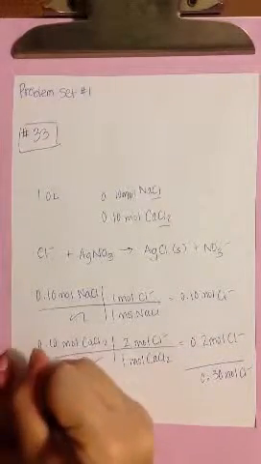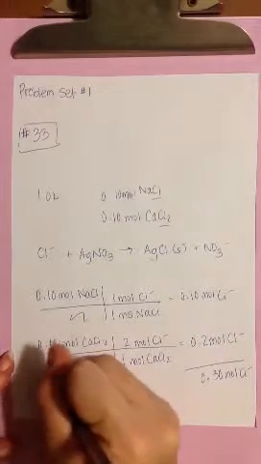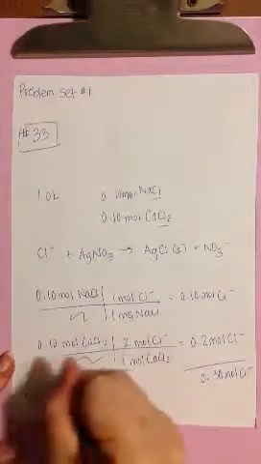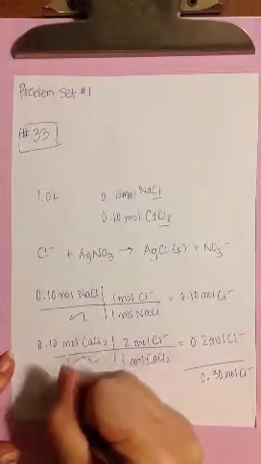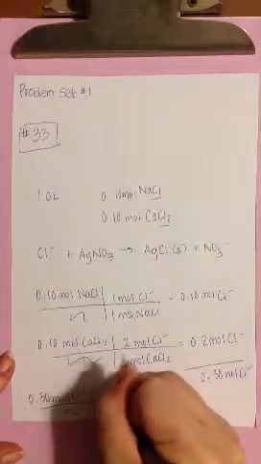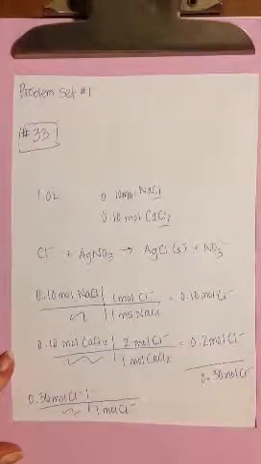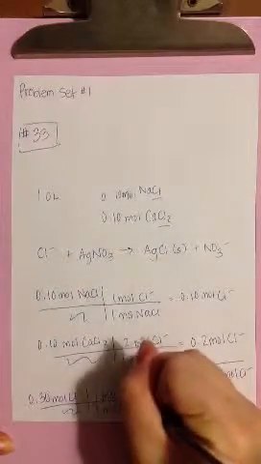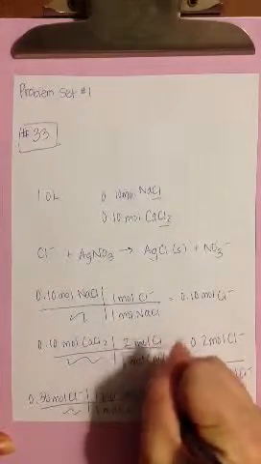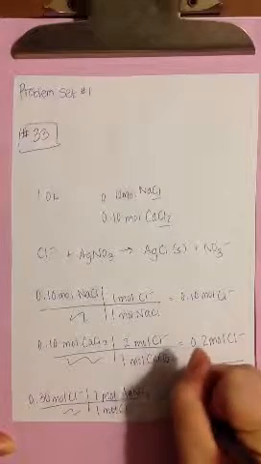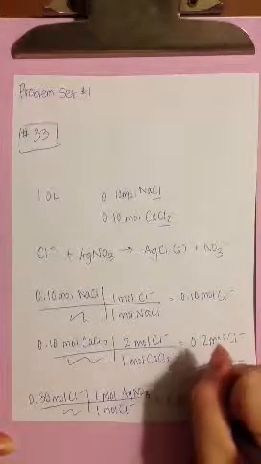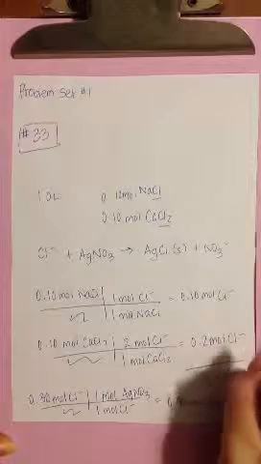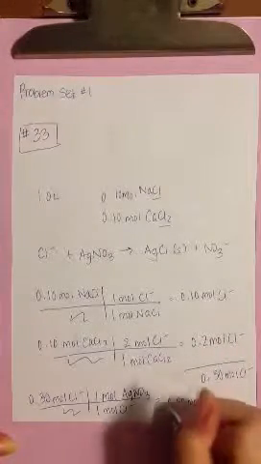So if I have 0.3 moles of Cl minus, and I need to totally and completely react that, in my balanced equation, 1 mole of Cl minus reacts with 1 mole of AgNO3. So that means I need 0.3 moles of AgNO3, which is my final answer.